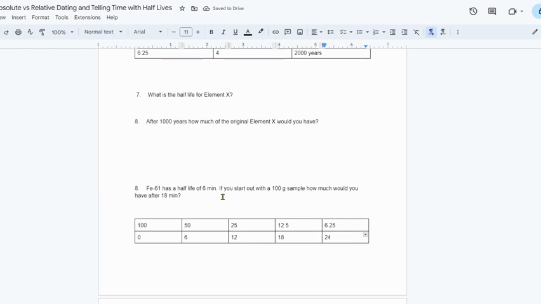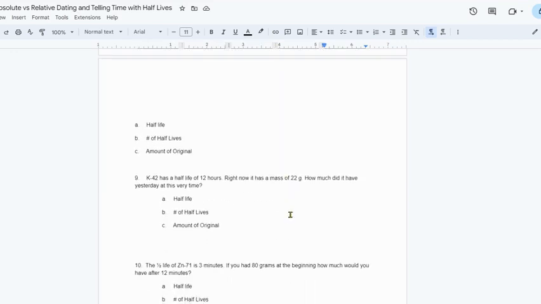Well, what the question asks me is after 18 minutes. After 18 minutes, how much of the original substance do I have? Well, this is 18 minutes. This would be 12.5 grams. Let's do another one.